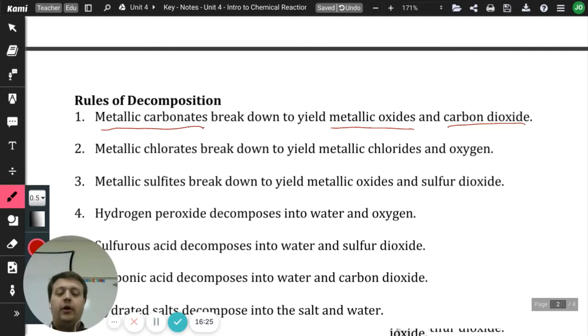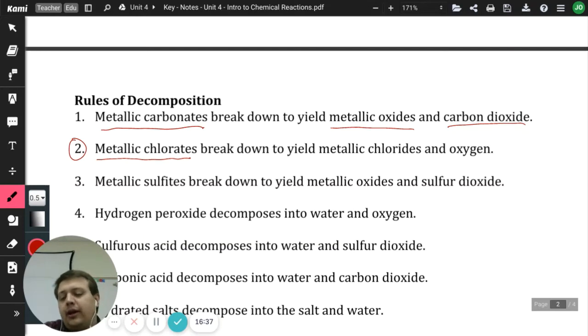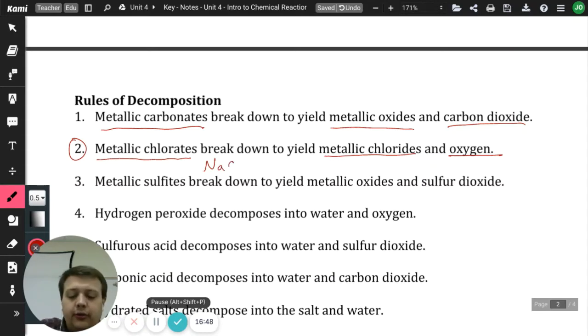Okay? Now, here we've got a metallic chlorate. Well, a metallic chlorate is going to break down. This is a different one from a synthesis rule. So a metallic chlorate is going to break down into a metallic chloride and oxygen. An example would be sodium chlorate, NaClO3. It's going to break down into a metallic chloride, sodium chloride, and oxygen there.